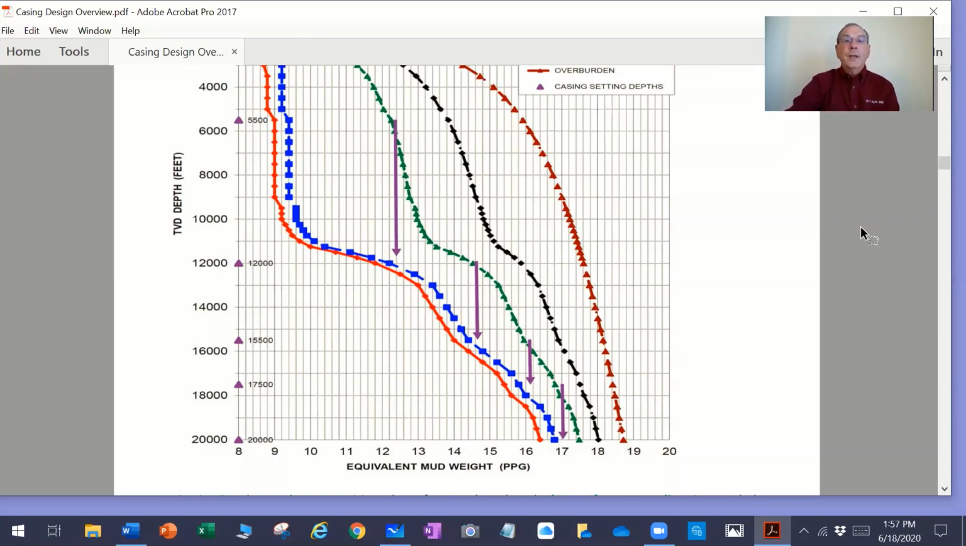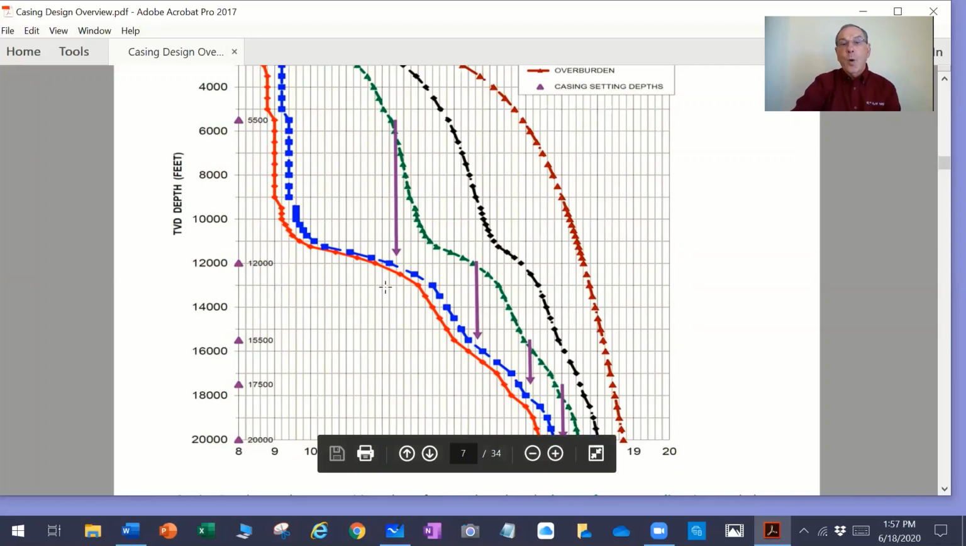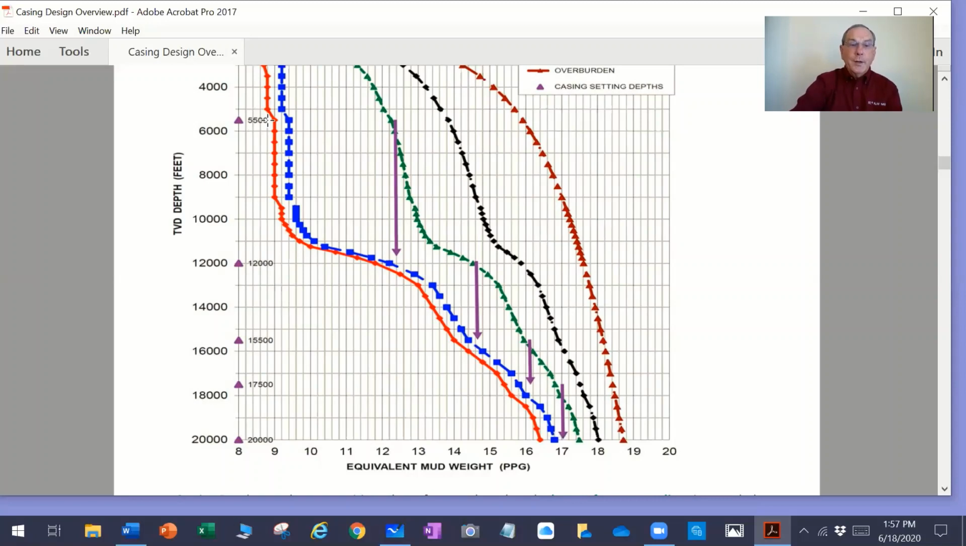That's very important. So if we have a string of casing set at 5,500 feet and we're choosing casing setting depths going down, we have this red curve here, which represents our pore pressure. I have a pore pressure of, it looks like, about 9 pounds per gallon at 5,500 feet. The sand fracture gradient based on this is only about 12.6 pounds per gallon. I'm not going to try to read it too close. And the shale fracture gradient looks like it's about maybe 13.8 pounds per gallon.